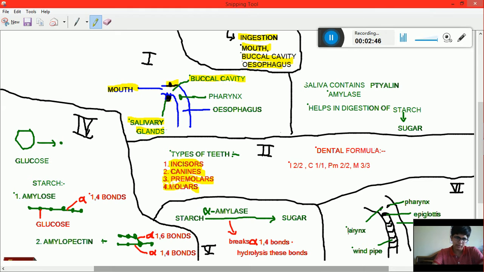Now premolars. Premolars are the structures that help in grinding food. They are located next to the canines. The order which I have written here follows their location: first incisors, then canines on this side, then premolars on this side, and at the end molars. Molars have the same function as premolars; they also help in grinding food. But the basic difference between molars and premolars is that molars are broader than premolars. So we have 4 categories of teeth.